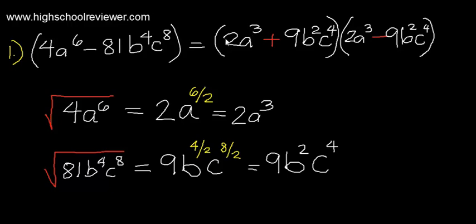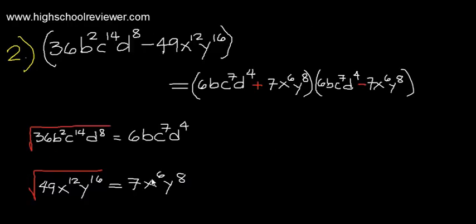We will put here the factor 2a cubed multiplied by 2a cubed, and opposite will be the factor 9b squared c4 multiplied by 9b squared c4. And then we are going to separate them by the addition and subtraction sign, since this is the difference of two squares. Okay, so positive multiplied by negative is equal to negative. So that is why they are the difference of two squares.